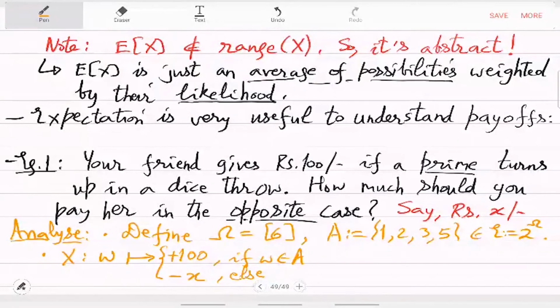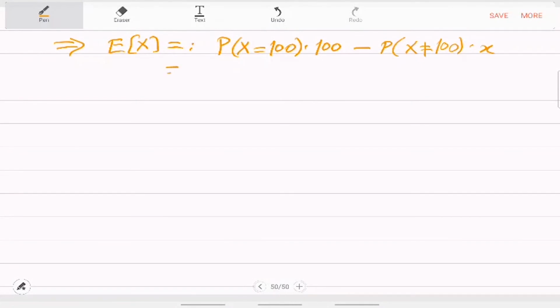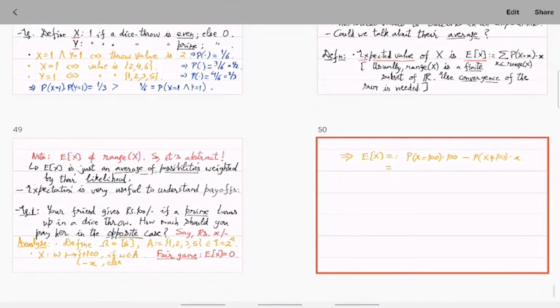You don't want the expectation to be negative. You want it to be 0, and in fact you want it to be positive, but then your opponent will not be interested in that. So to have a fair game, you have to set the expectation to 0. So a fair game is expectation of X equals 0. What is the expectation of X? By definition, it is the probability that X is 100 times 100, minus the probability it is not, times x.